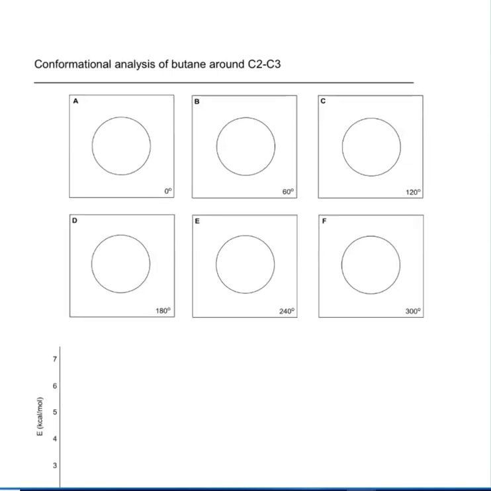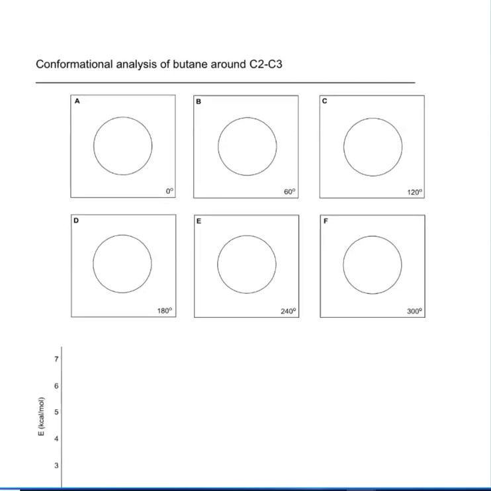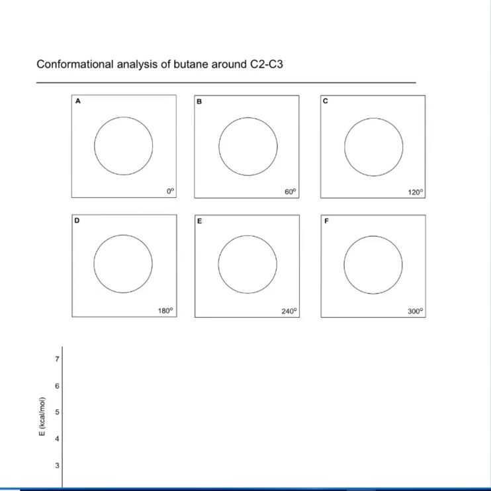Okay, so for this, it might help to make a model, because what we're going to do is fill out a set of Newman projections, and then we're going to fill in some energies and calculate a rotational barrier. So let me give you a little bit of information to start out with.